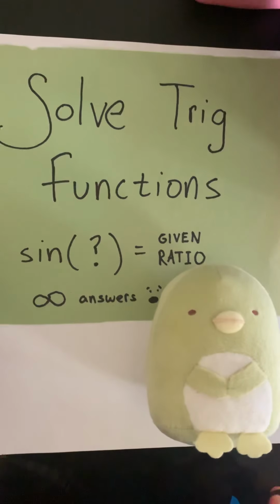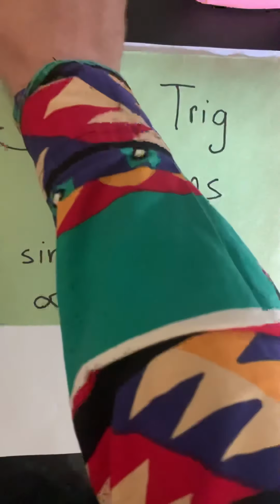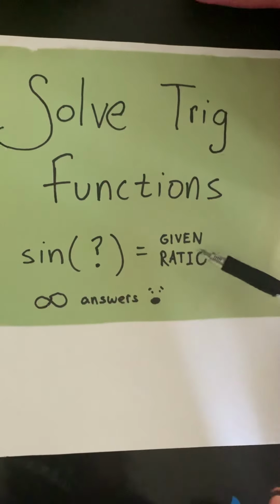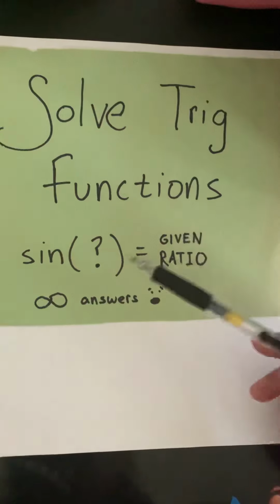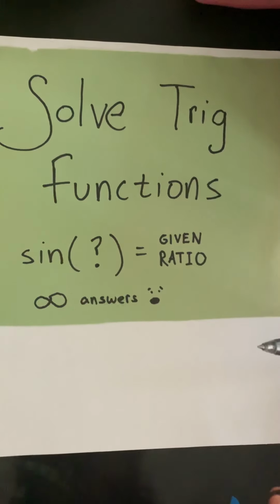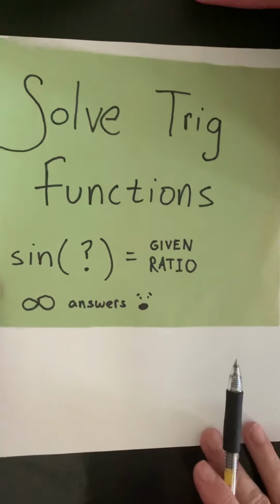Last week we looked at evaluating them. Now, evaluate is a weird way to say they give you an angle and they want a ratio. Now we're flipping the process. What does solving mean? It means they're going to give you the ratio and you're going to try to figure out your answer will be the angle. So we're kind of doing what we did last week, but just in reverse, which is very common in math. You learn to do a process and then you learn to do it backwards.